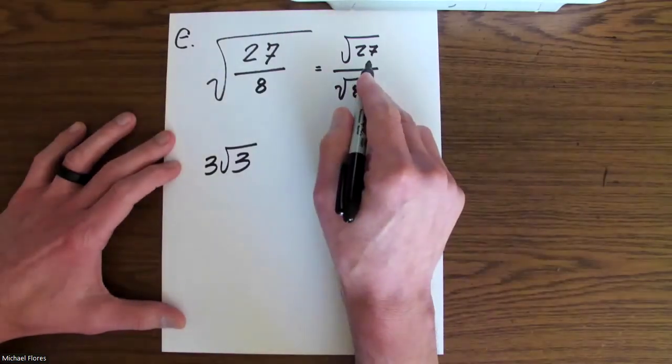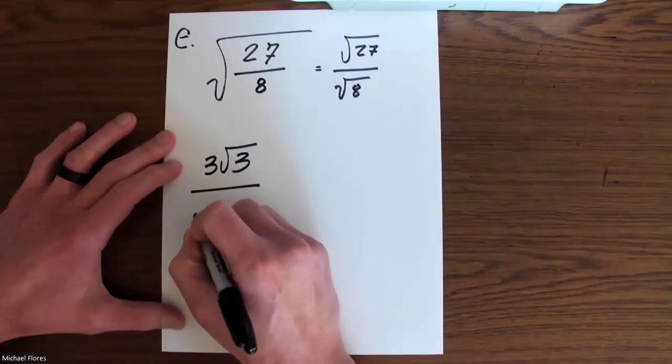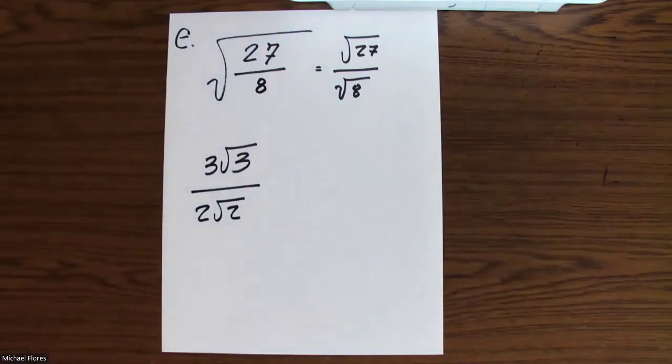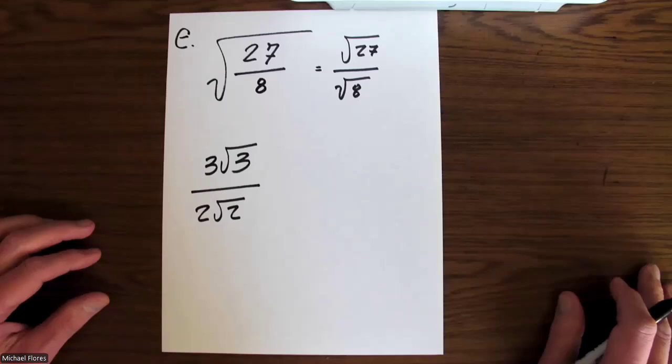The square root of 27 is the exact same thing as 3 root 3, and the square root of 8 is the exact same thing as 2 root 2. If you don't know how I did that, please go back and revisit those days where we were simplifying square roots, or just see me after class, and I'll give you another lesson on how to simplify roots.